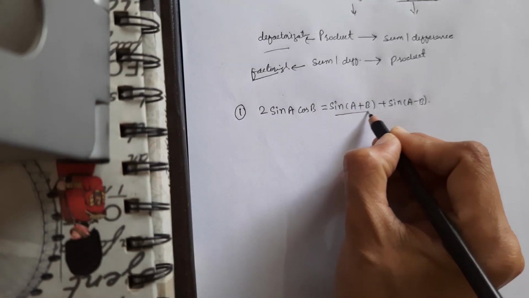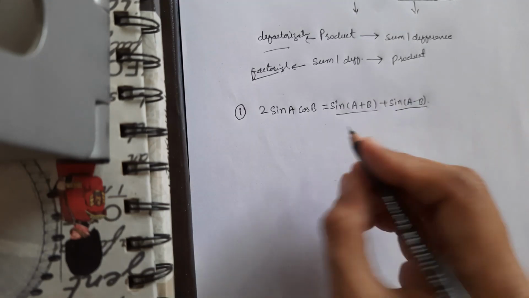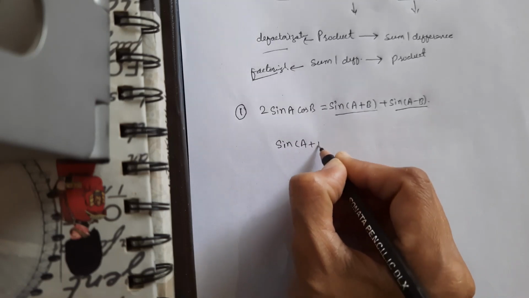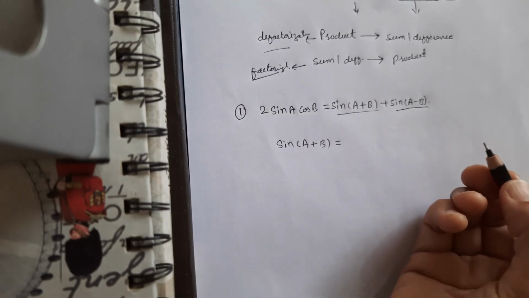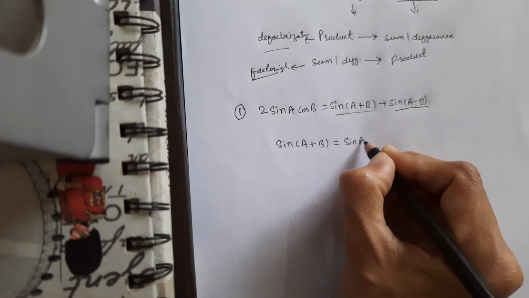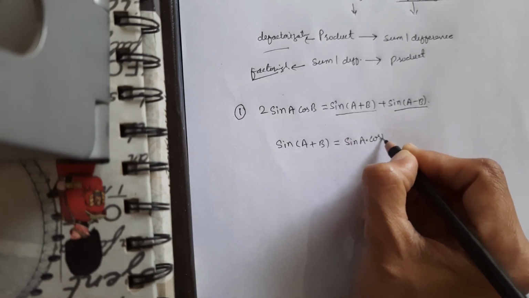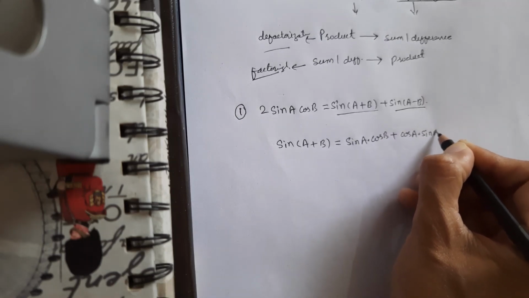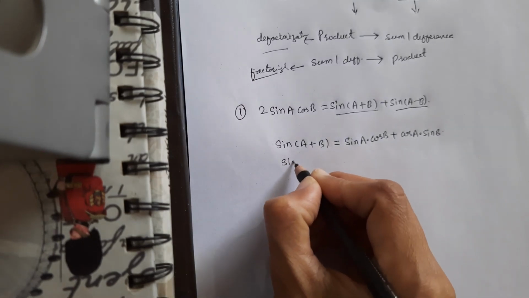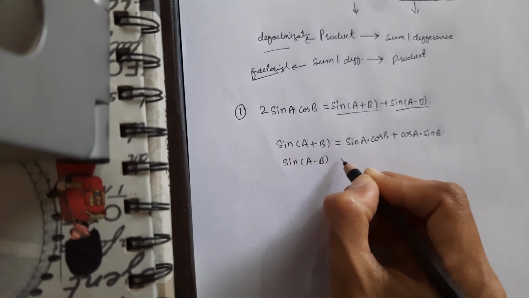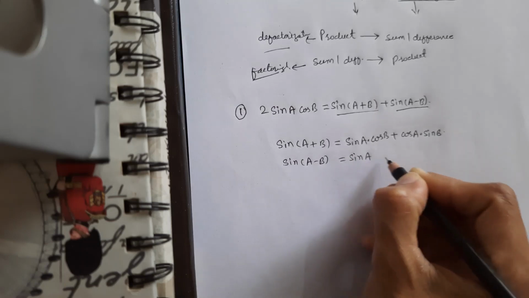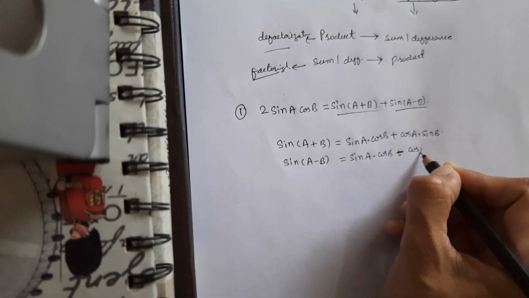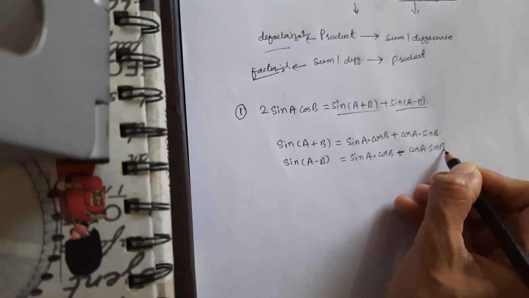If I just expand sin (A plus B) and sin (A minus B), what will I get? In the previous lecture we have seen that sin (A plus B) is nothing but sin A into cos B plus cos A into sin B. And sin (A minus B) is sin A into cos B minus cos A into sin B.